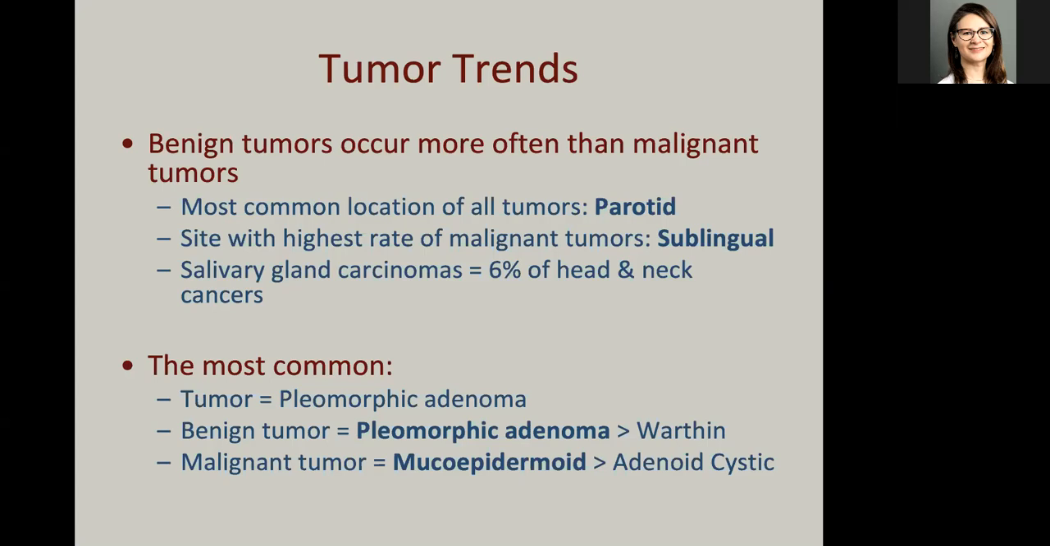The site with the highest rate of malignancy is going to be the sublingual gland. But the malignancies in general, the salivary carcinomas, are quite rare, only 6% of all head and neck cancers. Thinking epidemiologically, of course, the most common tumor is pleomorphic adenoma. The second most common benign tumor is Warthin. The most common malignant tumor is mucoepidermoid carcinoma, followed by adenoid cystic.